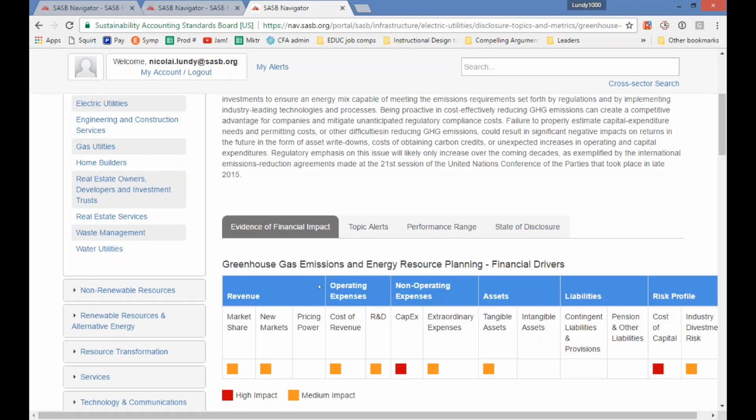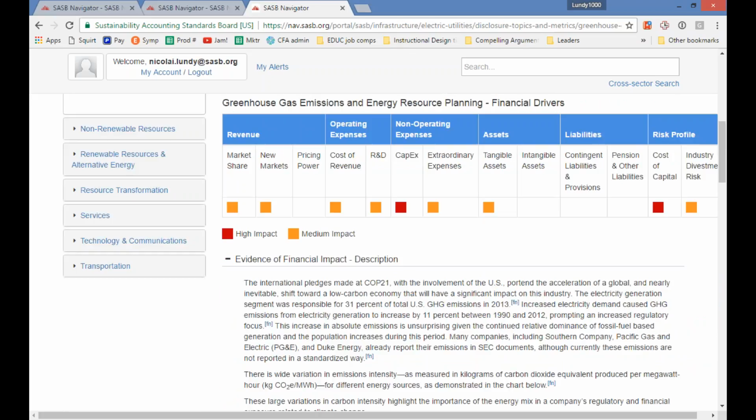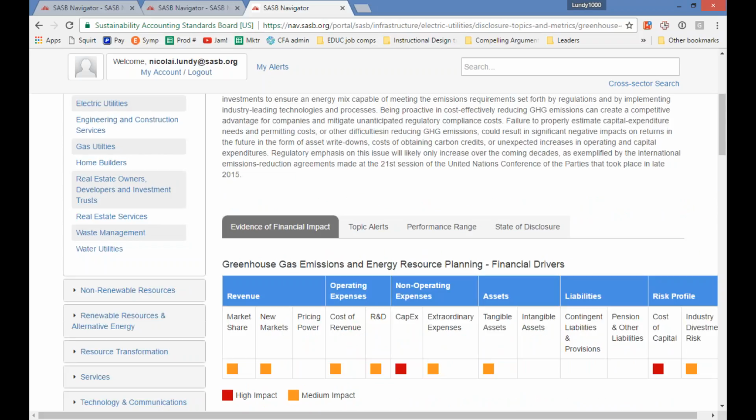It gets updated periodically as we have new research coming through our process. But on an ongoing basis, you can also stay on top of the case for materiality. You can see the most recent details about new evidence as it emerges for every topic in every industry. So you can click over here to Topic Alerts.